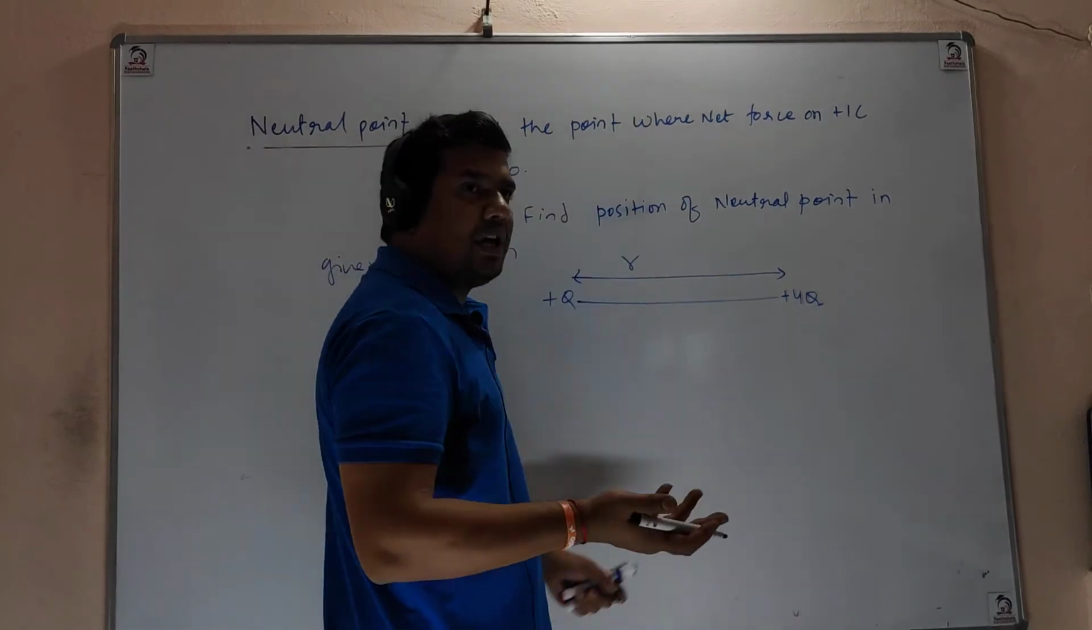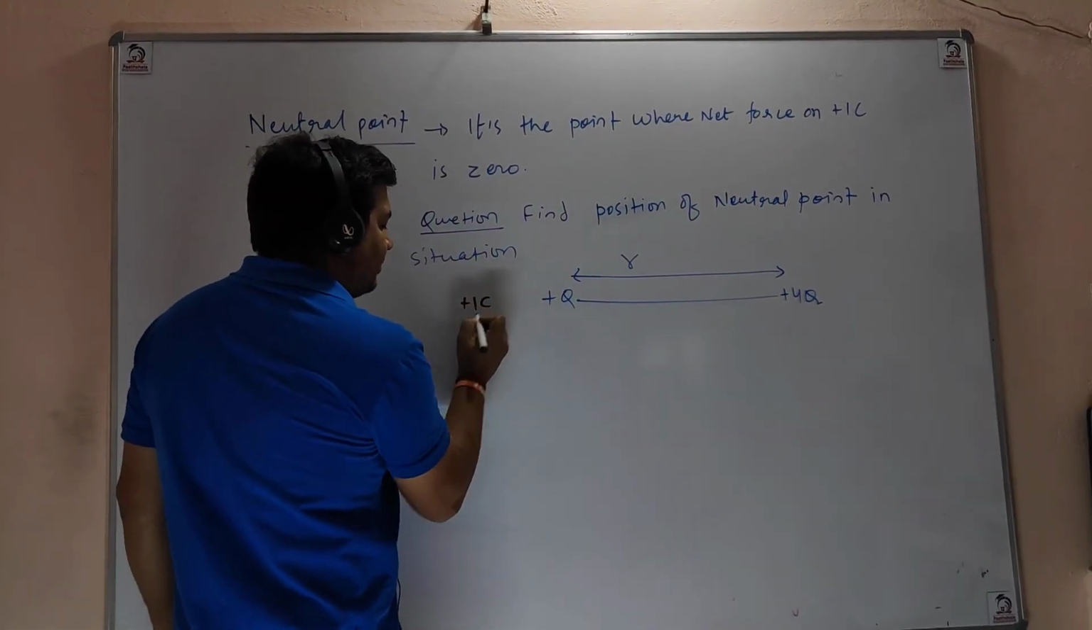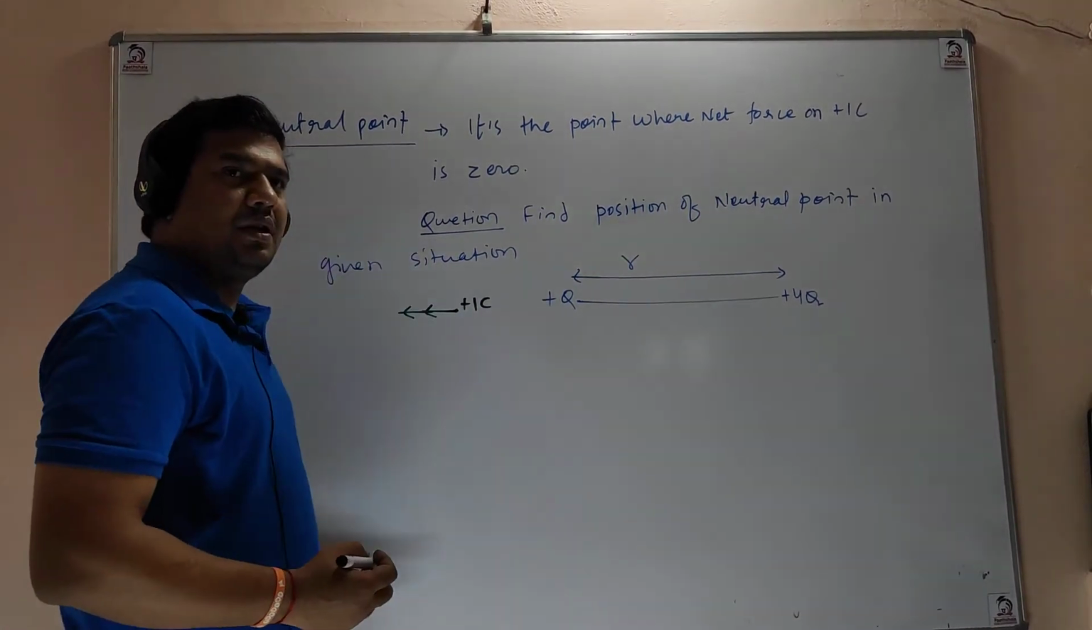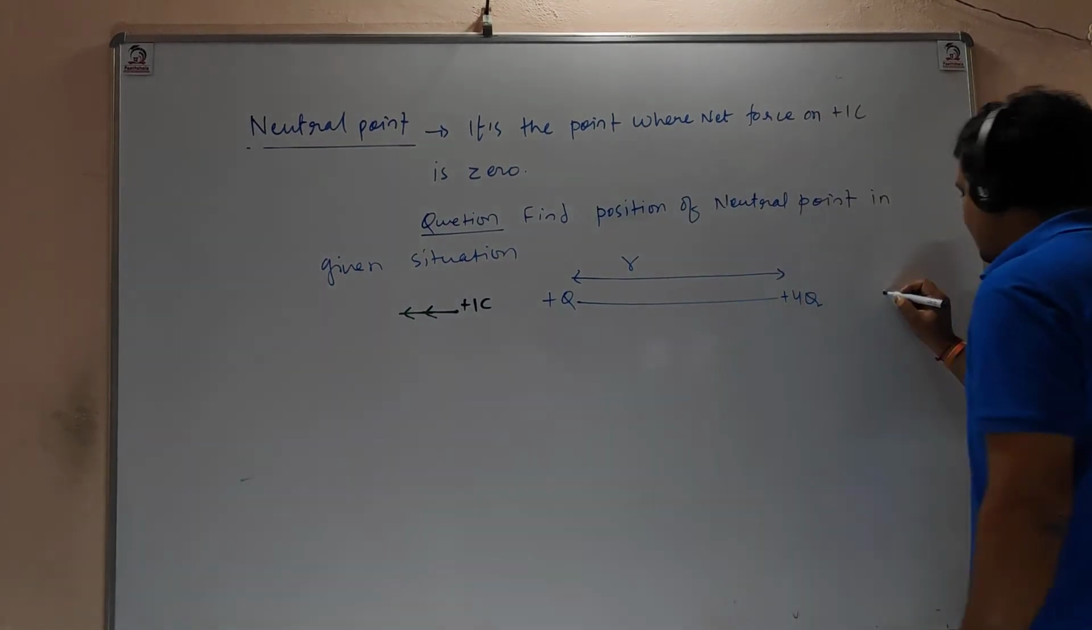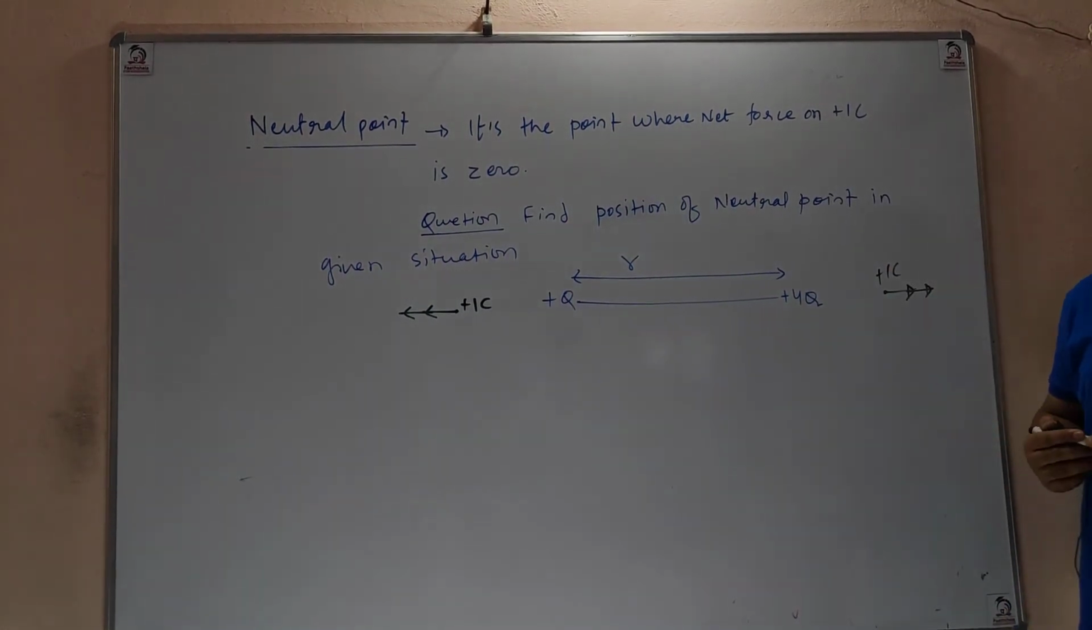I don't know where is neutral point. Let's put plus 1 coulomb here. Both the charges will repel, so net force can never become 0, right? Let's put plus 1 coulomb here. Both the charges will repel. Again, this cannot be neutral point.